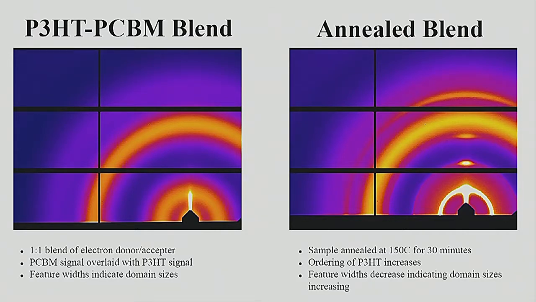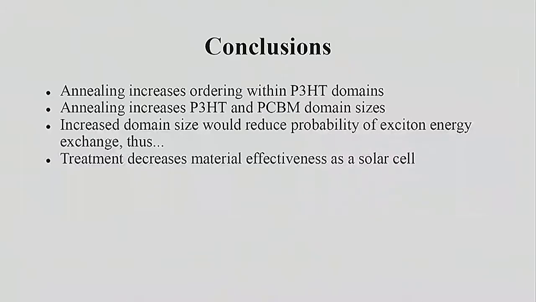We would like the domains to decrease in size so that the excitons can diffuse over to a domain wall before recombining. That would let the solar cell work more efficiently, but that doesn't seem to be happening after this annealing treatment. So our conclusion is this treatment does order the P3HT better, but as far as the solar cell capabilities, it's probably going to decrease the effectiveness of them. So we wouldn't want to do it for this particular sample.